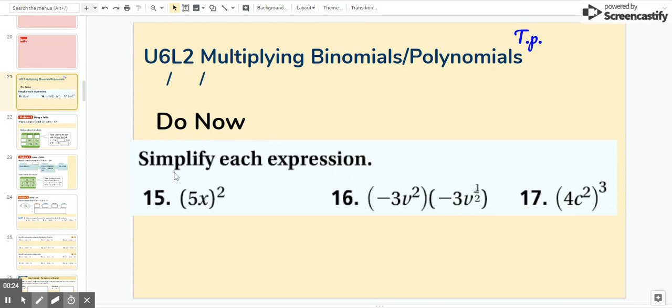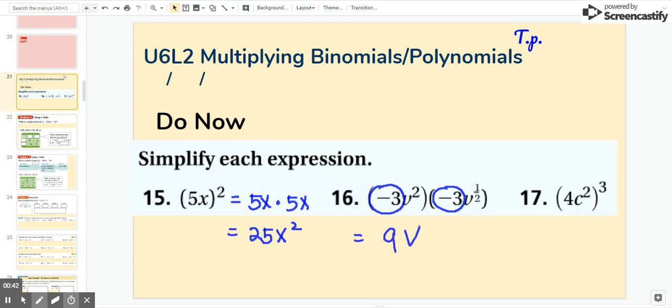If you look at number 15, how would you simplify the expression? So this square means what? You multiply 5x how many times? Twice. So the answer is 25x squared. And now you multiply numbers together, which is 9 and v to the second power and v to the negative 1/2 power. So you're going to add the exponents. So the answer is going to be 9v to the 5/2 power.